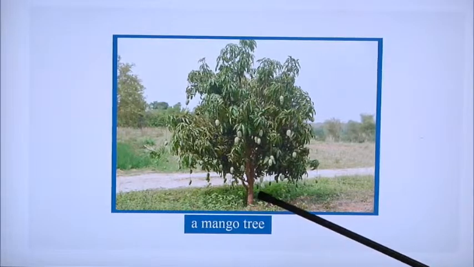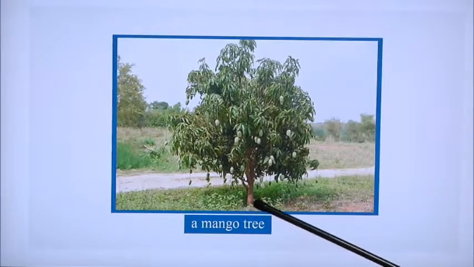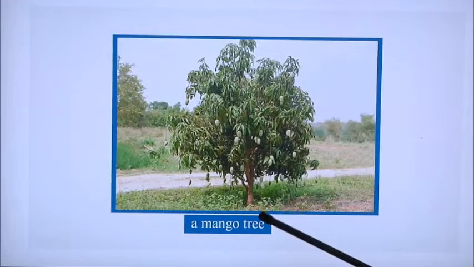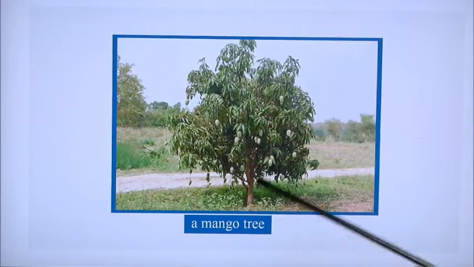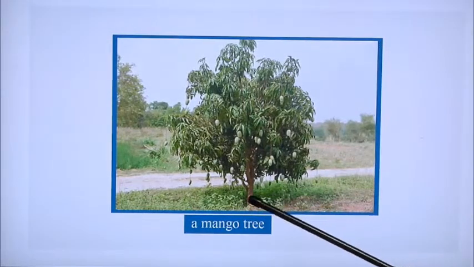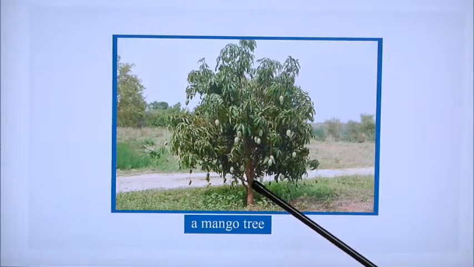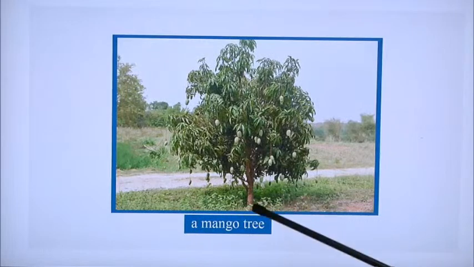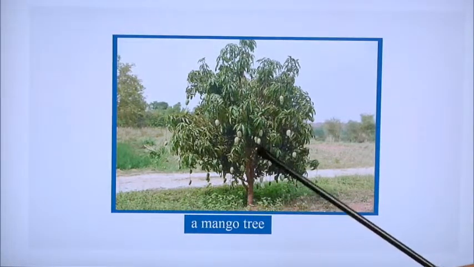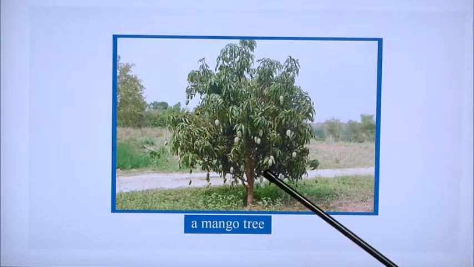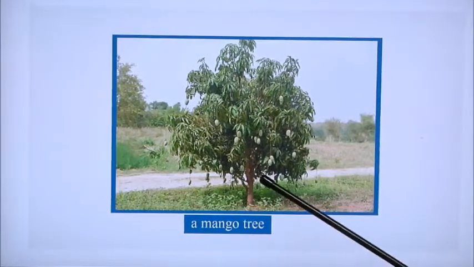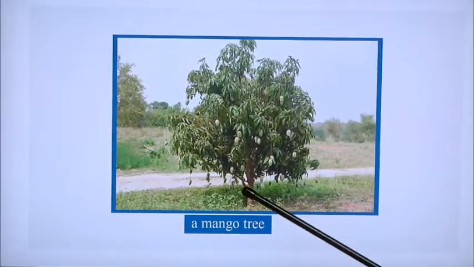Unless we uproot the plant, we cannot see the roots. So the root is in the soil. The root helps the plant to stand upright. Now let's look at the stem. What color is the stem? The stem is brown.